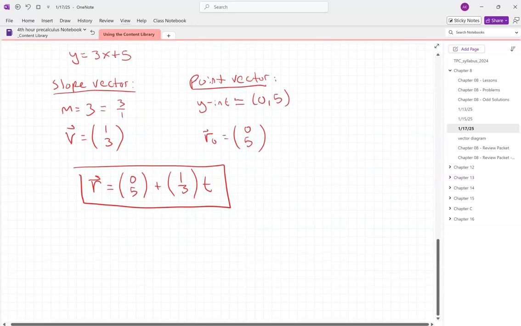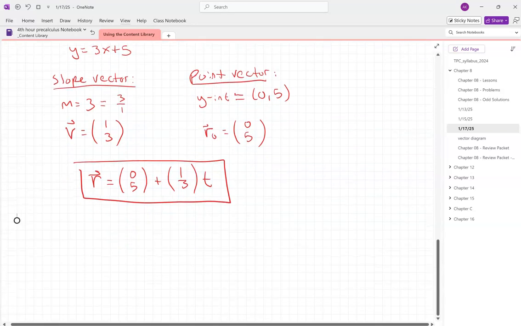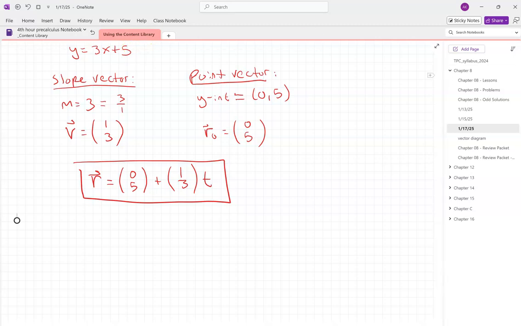Okay, let's go the reverse direction now. Let's start with the vector line equation, try to recover a slope-intercept equation from that.